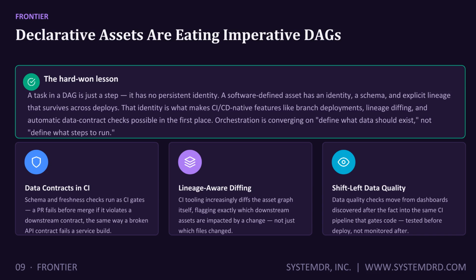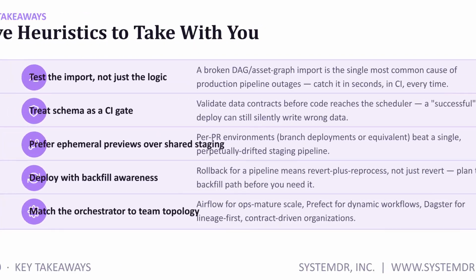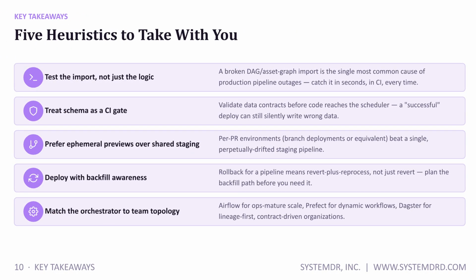To be clear, this doesn't mean imperative DAG frameworks are going away. Airflow remains extremely well-suited to complex operational scheduling. But even Airflow native shops are increasingly layering asset-aware features on top of task DAGs, specifically to borrow this identity model. Let's pull this all together into 5 heuristics you can actually take back to your team.